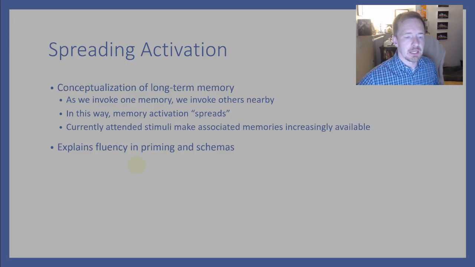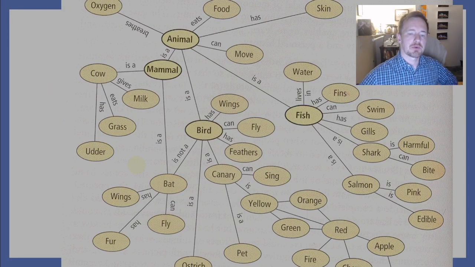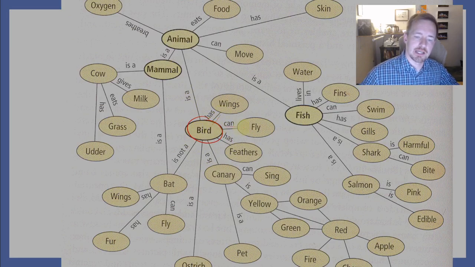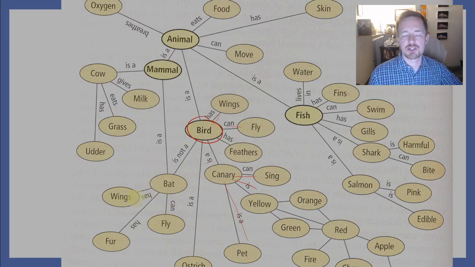So if I were to think of bird, I might think, oh, a bird has wings, it can fly, it has feathers. Another bird is a canary, and canaries sing. They're kind of yellow, and you can have them as a pet if you want to. Birds are not bats. They're different from bats. But bats can fly, and they do have wings, too. But one thing that's different about them is they have fur. What you just experienced is spreading activation.